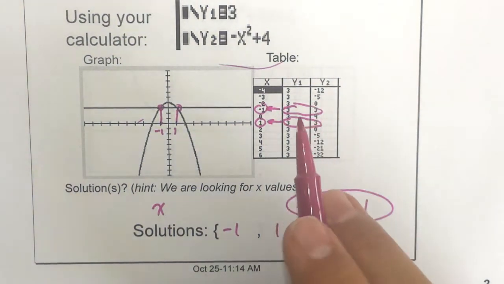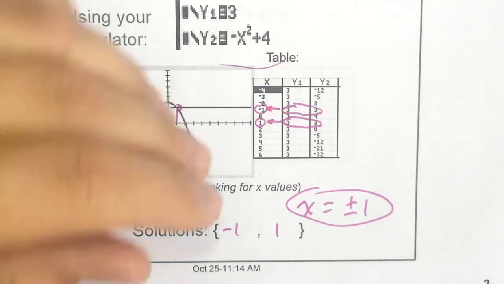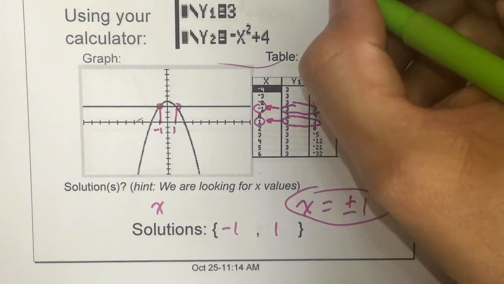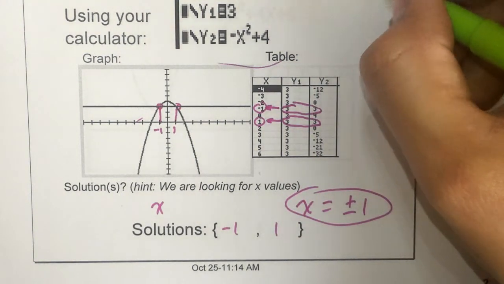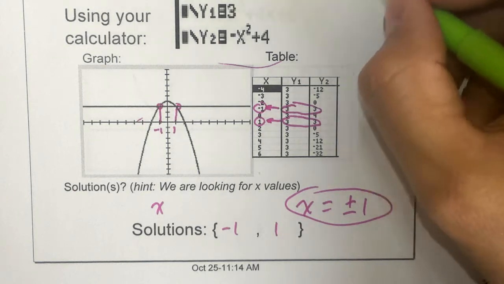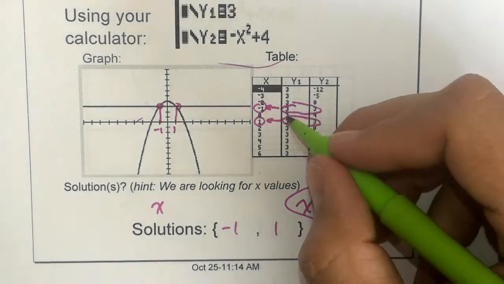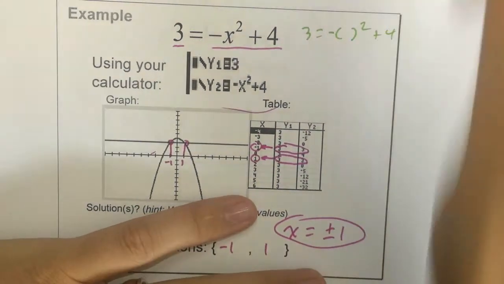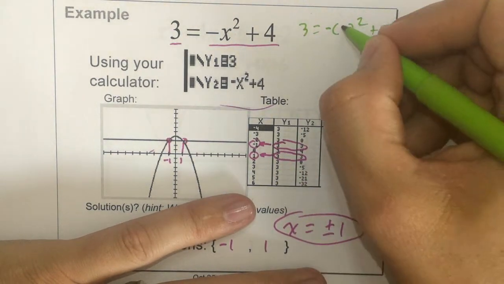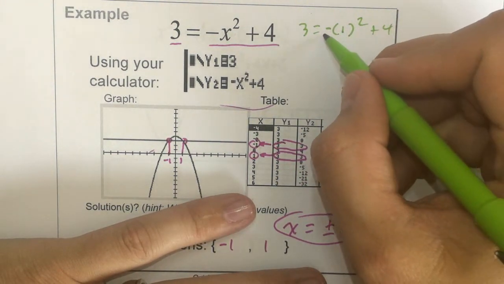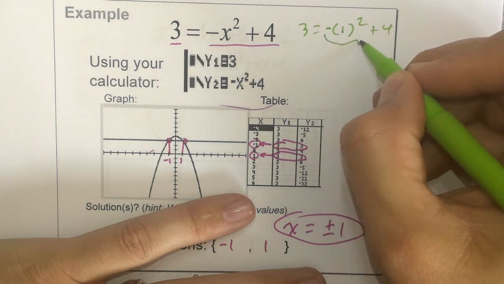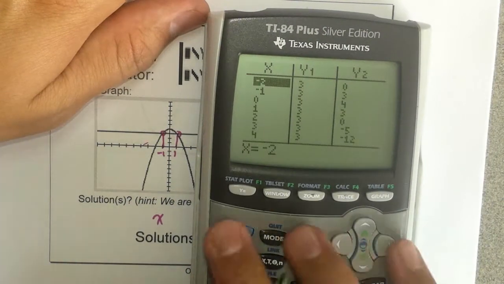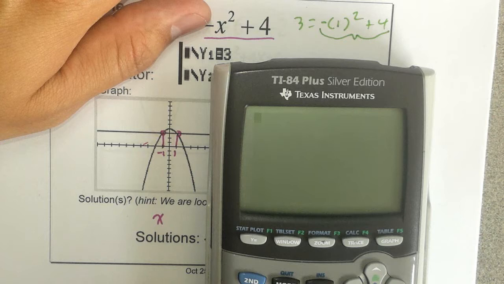The one thing I'm going to add here is how to check this. How are we going to check this? To check and see if those solutions work, we're going to say 3 equals negative, and I'm going to put a parentheses here where my x goes, and let's test the value. So we know 1 works. So I'm going to put 1 in here. And what I want us to do is put this whole thing right here into the calculator. So quit out of this screen and type it in as you see it.